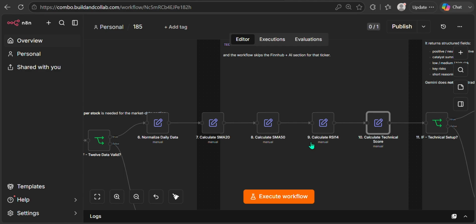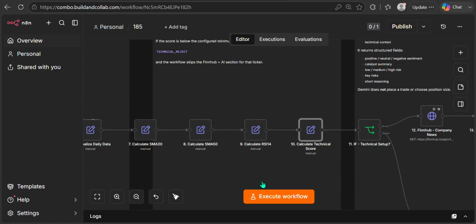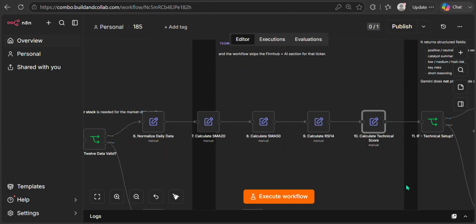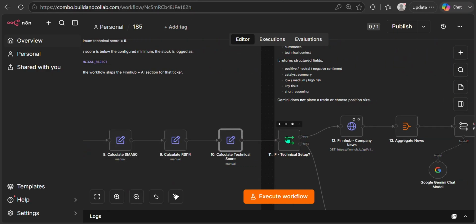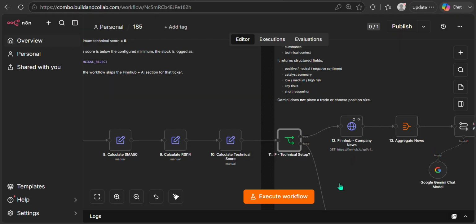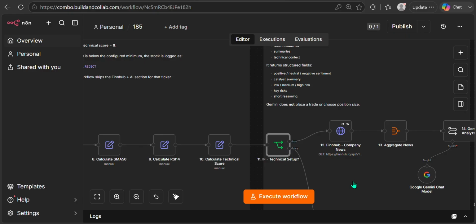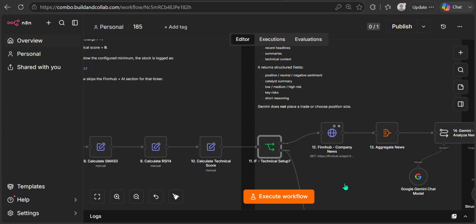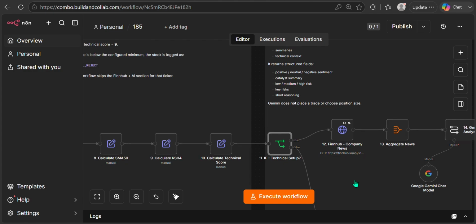And this part is important. AI does not design the technical score. These are deterministic rules. Then this if node checks if the technical score is strong enough. If the score is too low, there is no reason to spend AI tokens analyzing the stock. So the workflow simply logs it as a technical reject in Google Sheets and moves to the next step. But if the technical setup is interesting, we continue to the news analysis.